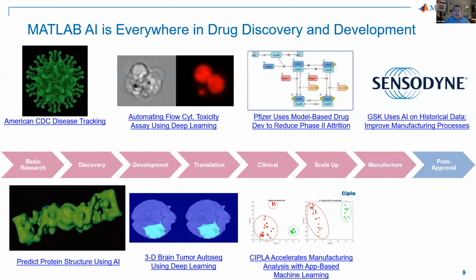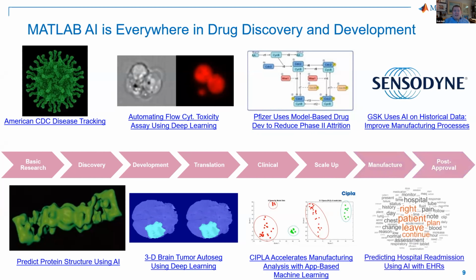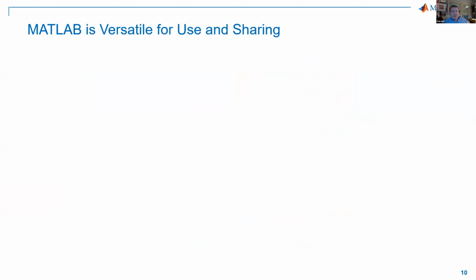GSK also used MATLAB to improve their manufacturing process with AI. And when we're looking at monitoring how well things are going in the world after drug discovery and development, we have a great example where it's possible to predict hospital readmission using AI with electronic health records. So we are seeing a lot of use of this software for solving research and commercial problems.